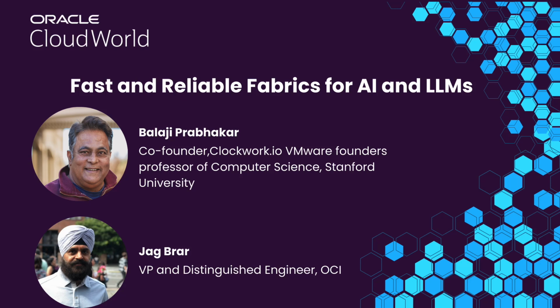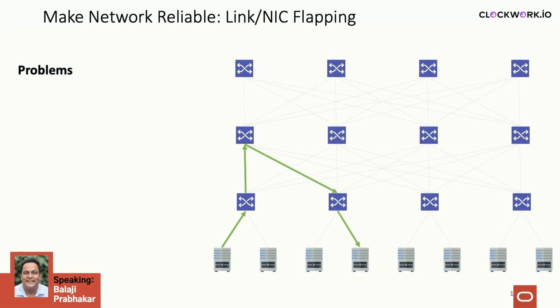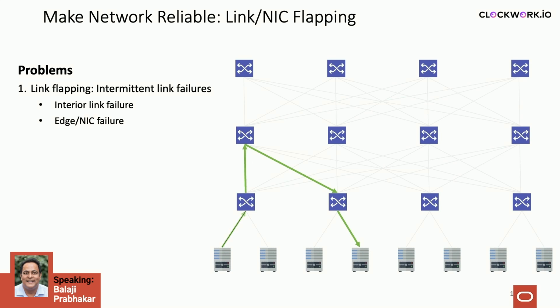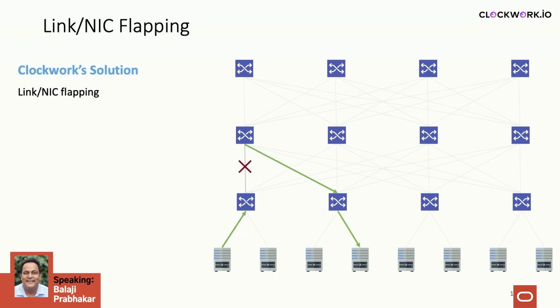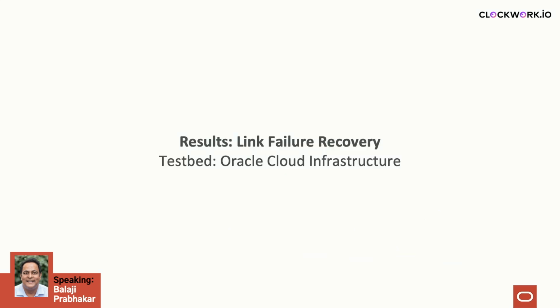What you'll hear about is how our technology can make LLM networks much more reliable and also much faster. The problems are, there's a path like this, a queue pair, and it's possible that an internal link fails, or it's possible the edge link fails. In both cases, what we'll do is find an alternate path to route the traffic around the broken path. And what do the results look like?